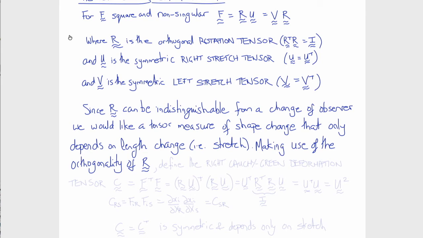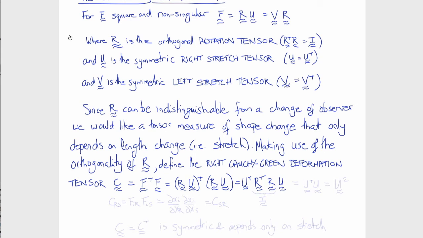So we define the right Cauchy-Green deformation tensor, it's conventionally called C, by C equals F transpose F. F transpose would be (RU) all transpose times RU. And recall that the transpose of a product is the product of the transposes, but in the opposite order. So that gives us U transpose R transpose R U. But R transpose R is I, the identity tensor, which gives us U transpose U. And since U is symmetric, that would be the same as U squared for short.